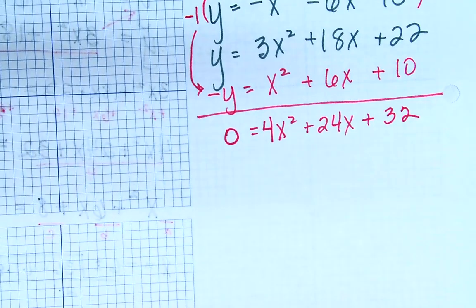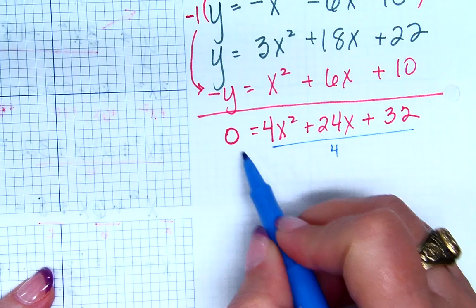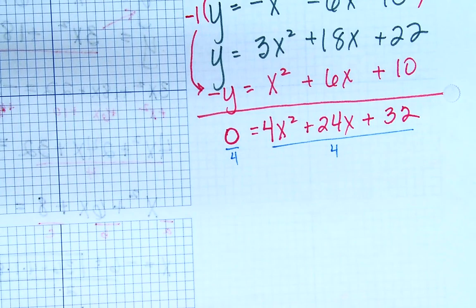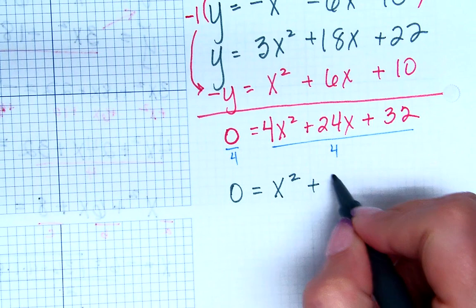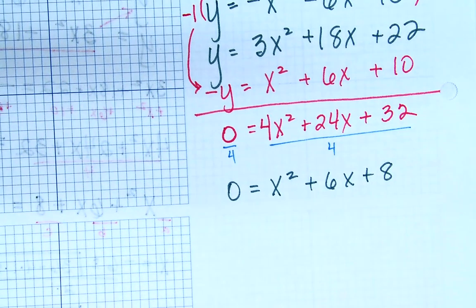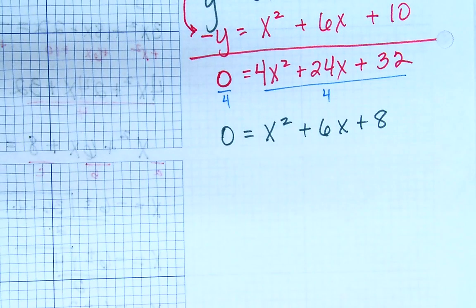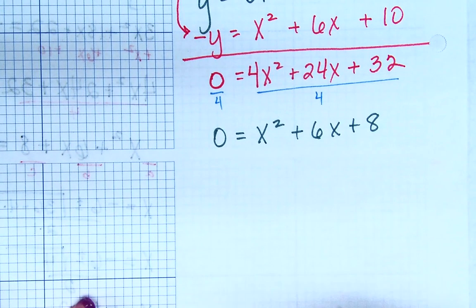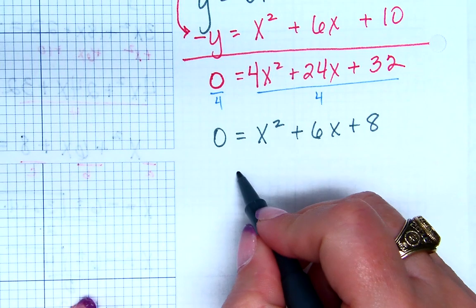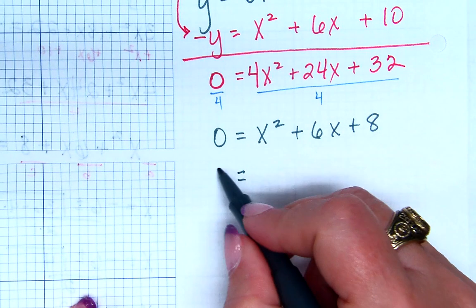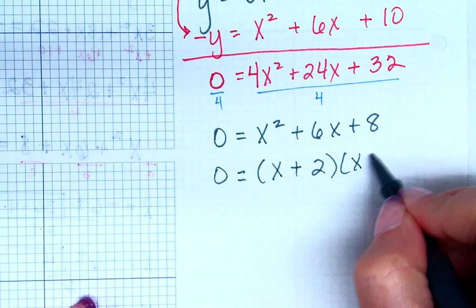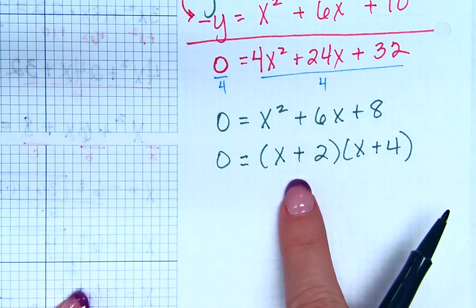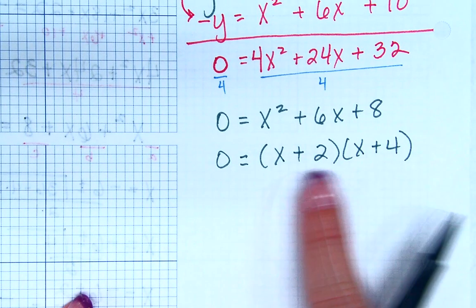But I do want to show you something different this time. Let's divide everything by 4, just like we did last time. When I divide everything by 4, I get 0 equals x squared plus 6x plus 8. What if this time, instead of doing quadratic formula, we factored? Since the leading coefficient is 1, what two numbers multiply to be 8 and add to be 6? 2 and 4.